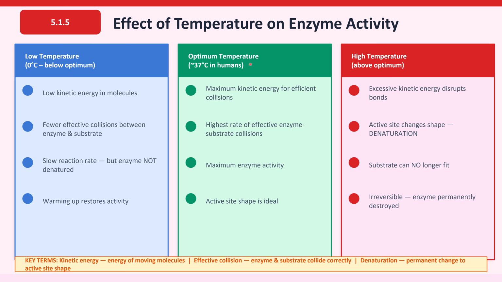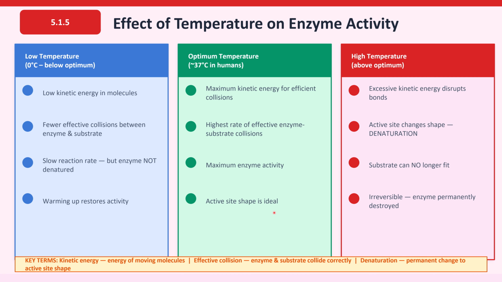Second is optimum temperature, that is 37 degrees centigrade in humans. Maximum kinetic energy for efficient collisions, highest rate of effective enzyme substrate collisions, maximum enzyme activity, active site shape is ideal.